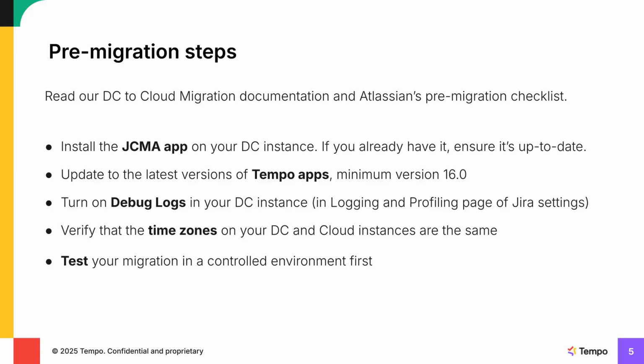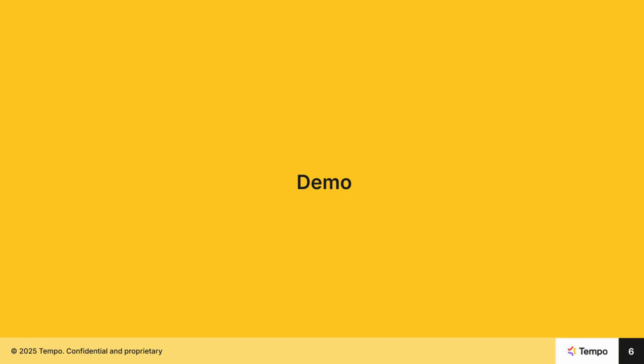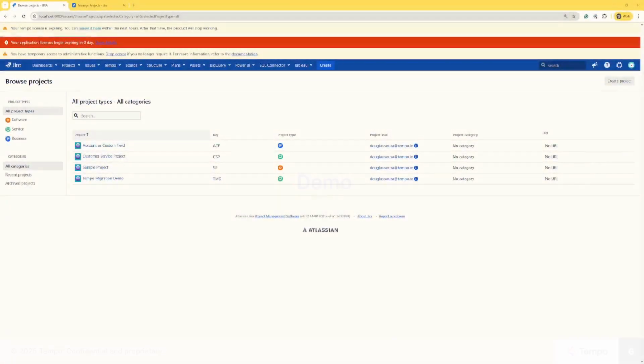Check the time zones of the DC instance and the cloud site before migrating. They need to be the same, otherwise work logs may shift back by one day. And finally, test your migration in a controlled environment before doing it in a production instance. So let's now watch this demo of how to migrate Tempo apps from DC to cloud.